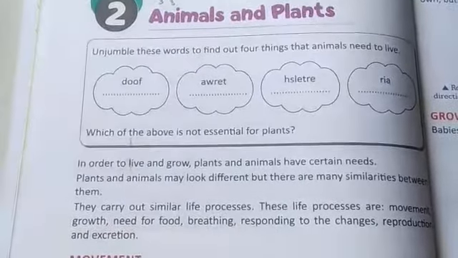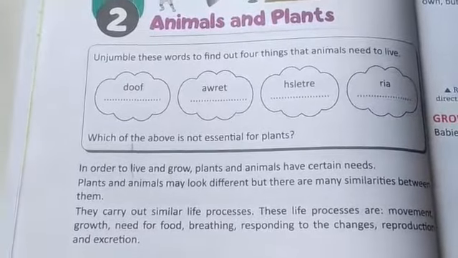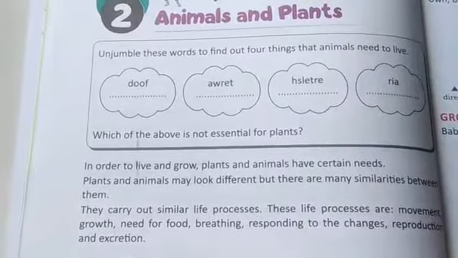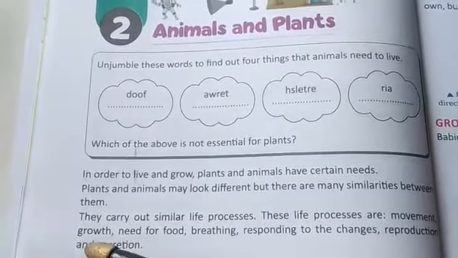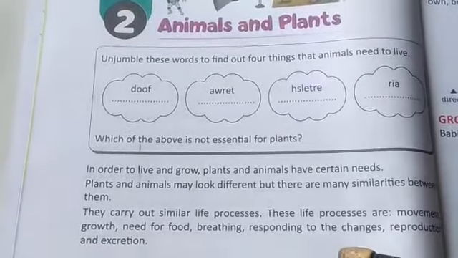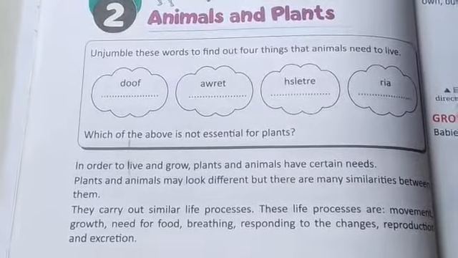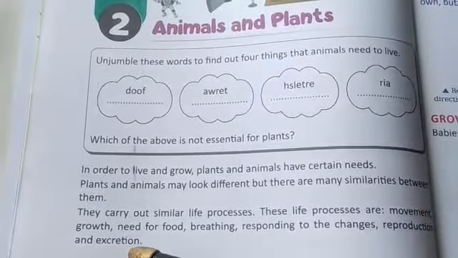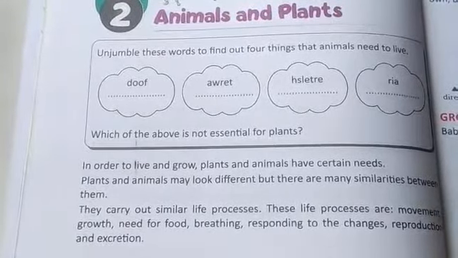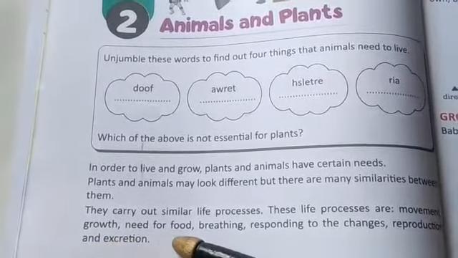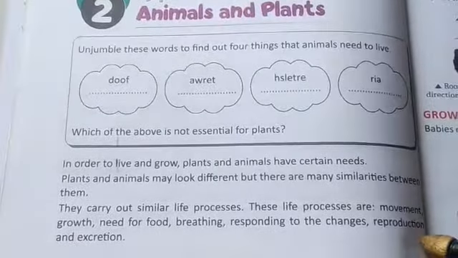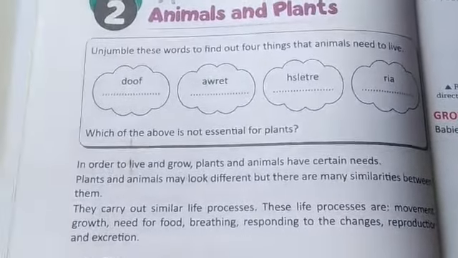They carry out similar life processes. What are the life processes that are similar in plants and animals? First is movement. Second, growth, need for food, breathing, responding to the changes, reproduction and excretion.